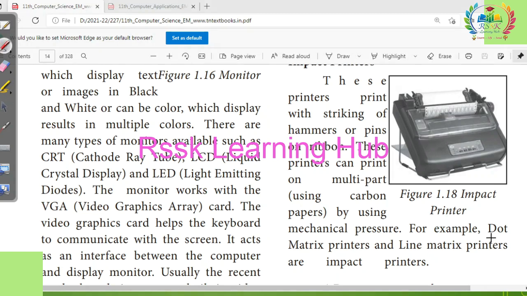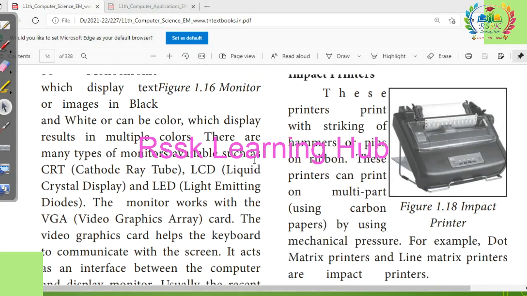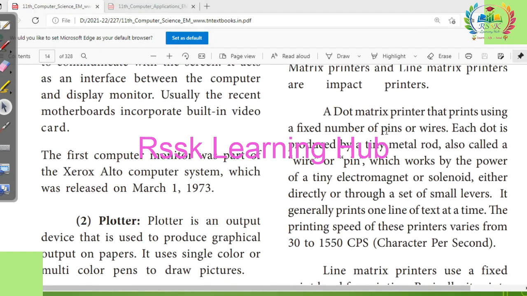Nowadays we are using laser printers all around, right? So based upon the impression, it works. That is the impact printer. In a dot matrix printer, you have tiny metal rods called wires or pins. That pin combines with the ribbon and leaves a small mark. It generates print one line of text at a time. The maximum speed may vary from 30 to 1550 characters per second.